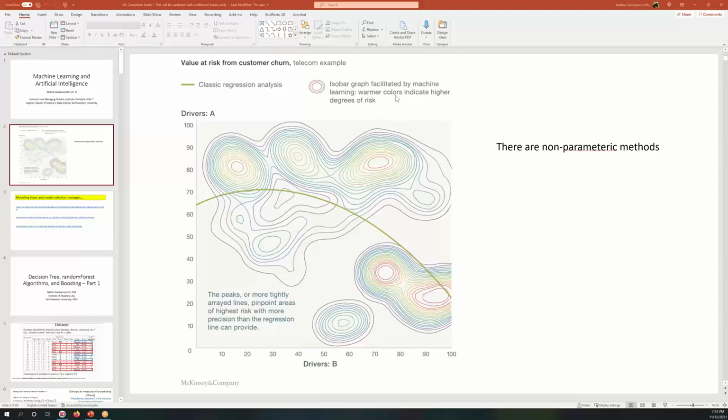It says here, warmer colors indicate higher degrees of risk. So you can say in terms of isocurves, it can be a risk number also. Warmer means high risk, this means low risk. That's another way of thinking. The peaks are more tightly aligned, pinpointing areas of highest risk with more precision than the regression can. So this is A type drivers, and this is B type drivers.